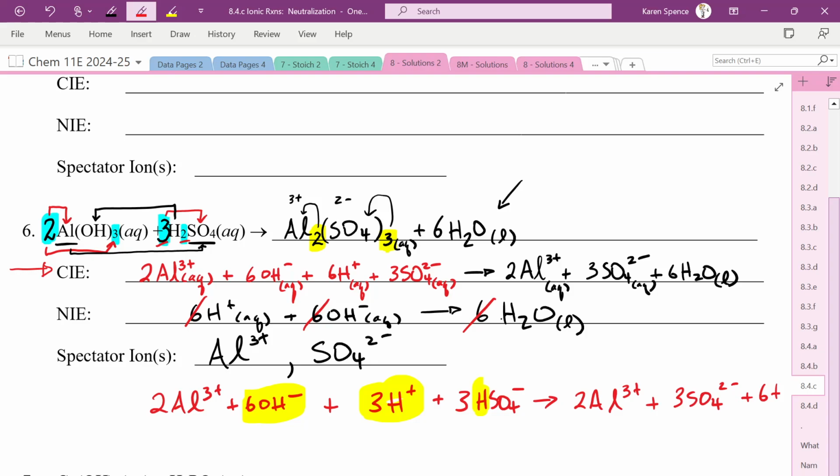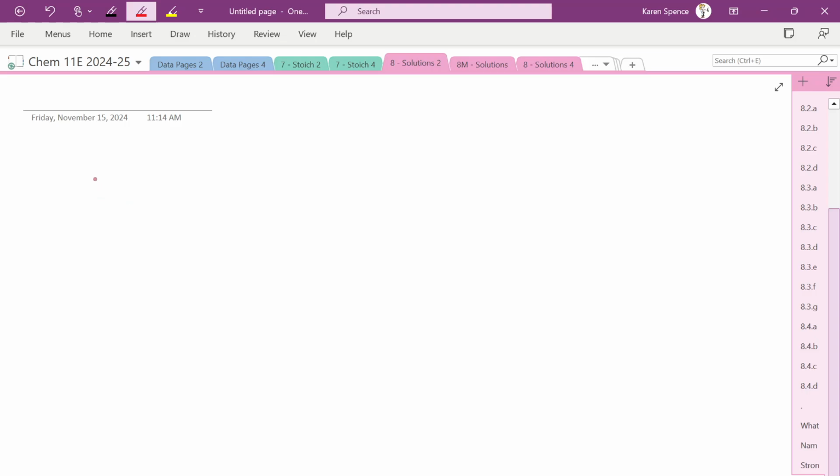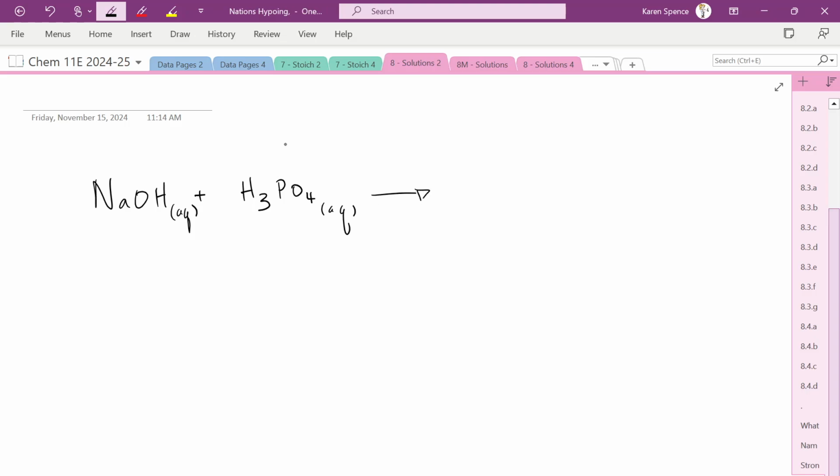What about like H3PO4? Okay, let's say H3PO4. Let's just do that over here. Let's do NaOH plus H3PO4. Let's do this one because this is good. Is H3PO4 strong or weak? It is weak. Therefore, does it come apart or does it stay together? Stays together.